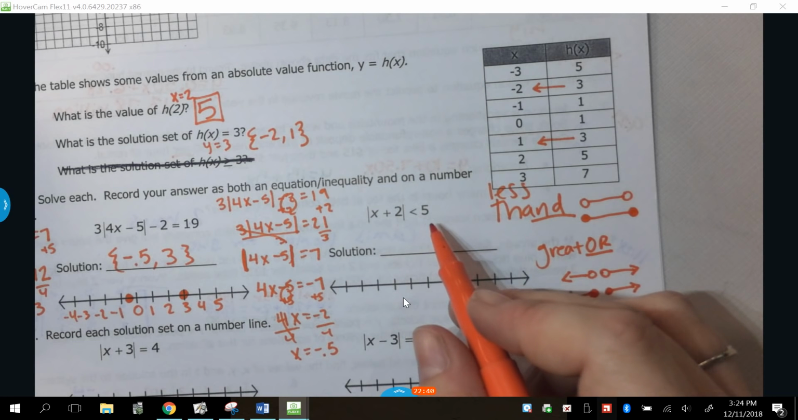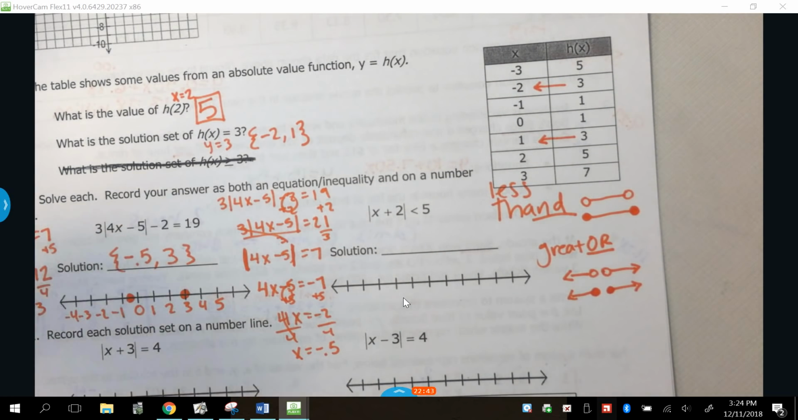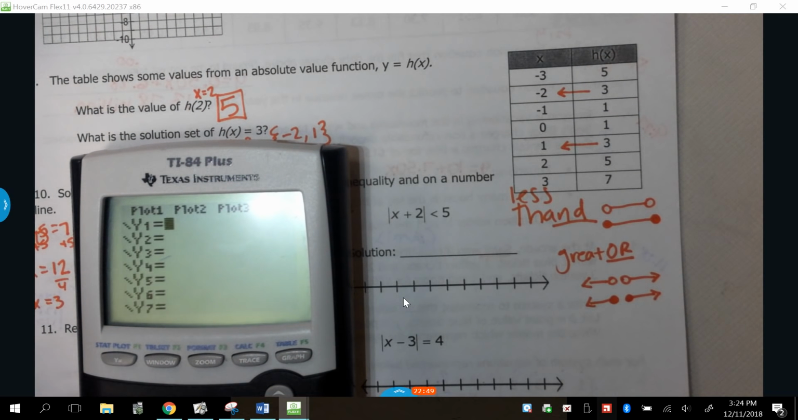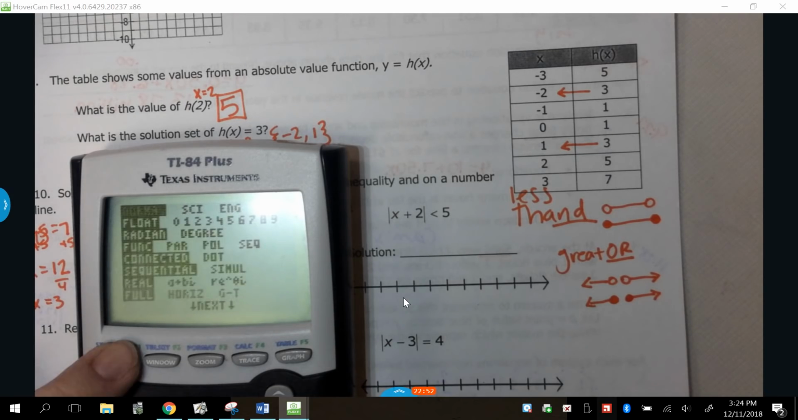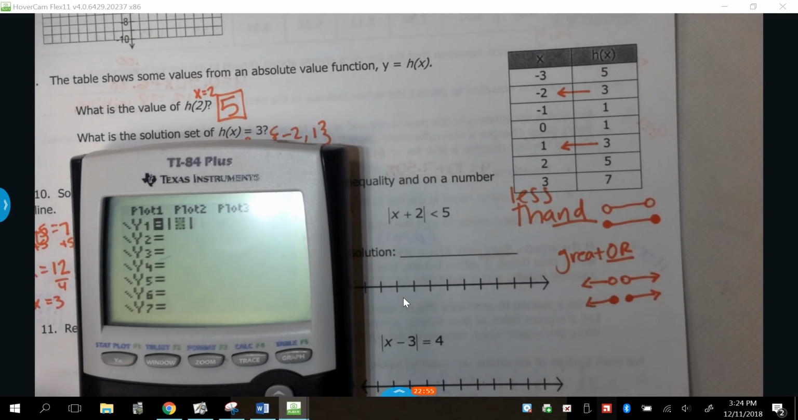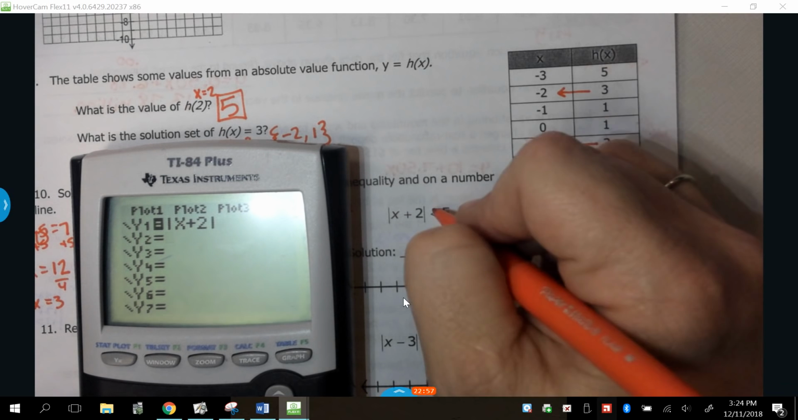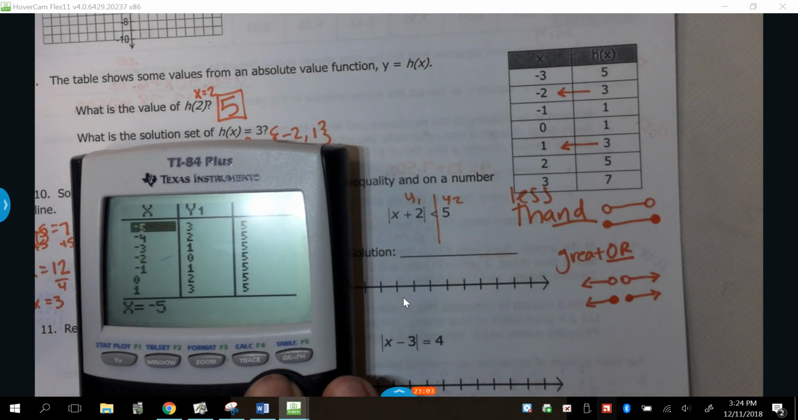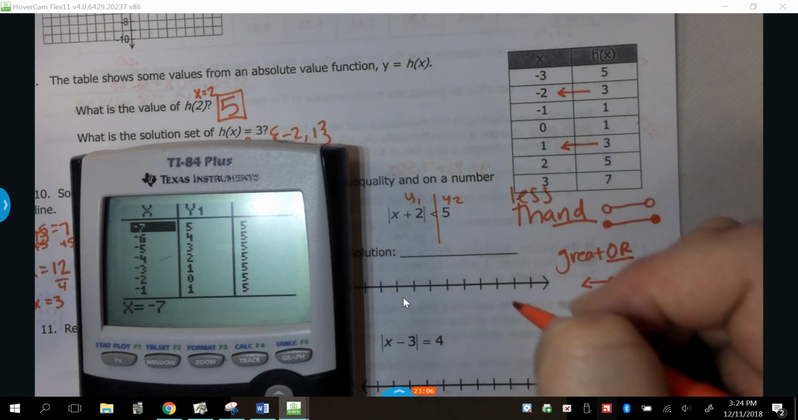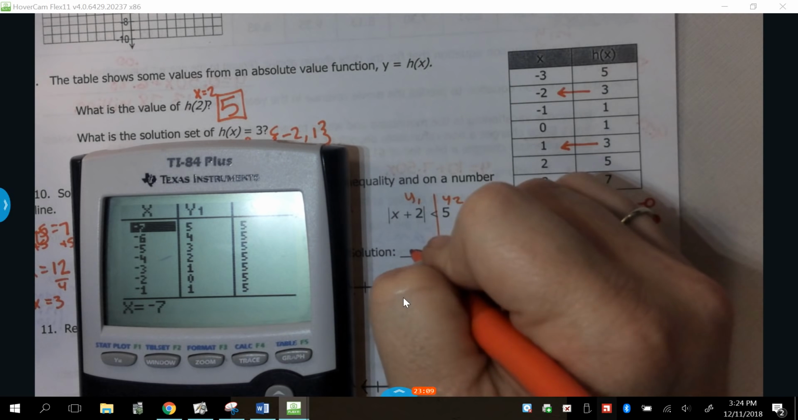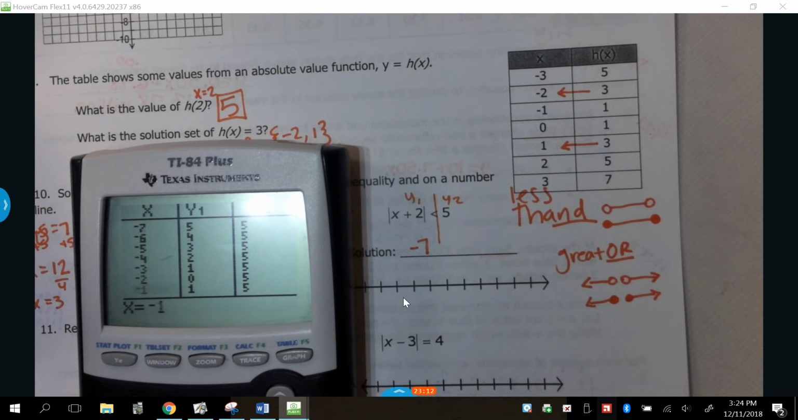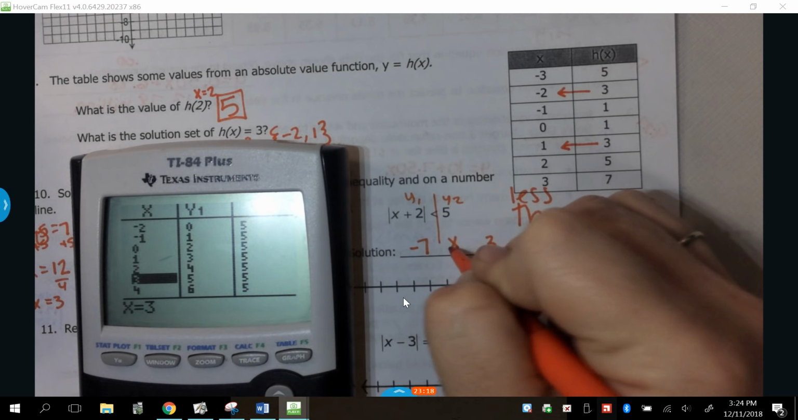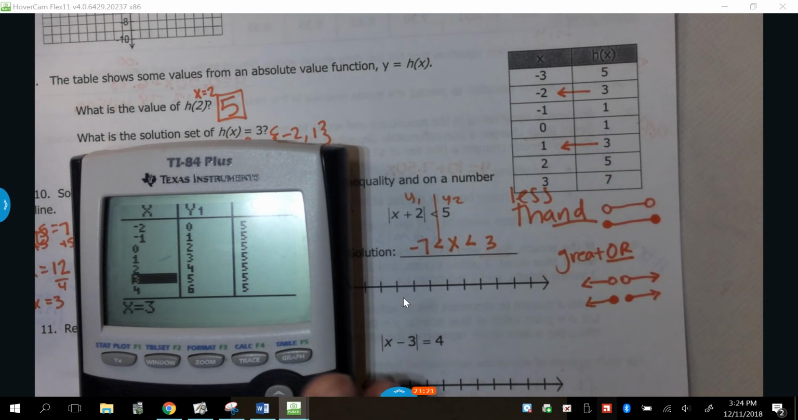This is less than, so we're just going to solve for our two numbers, which you can do in the calculator. So now I'm going to show you this one in the calculator. Math, right, enter, the x plus 2 is one side, y1, y2, and we're going to find where y1 and y2 match. So we match here at negative 7, and then we match again here at 3. I want you to realize this has to be smallest to greatest. X goes in the middle, and it's less than.